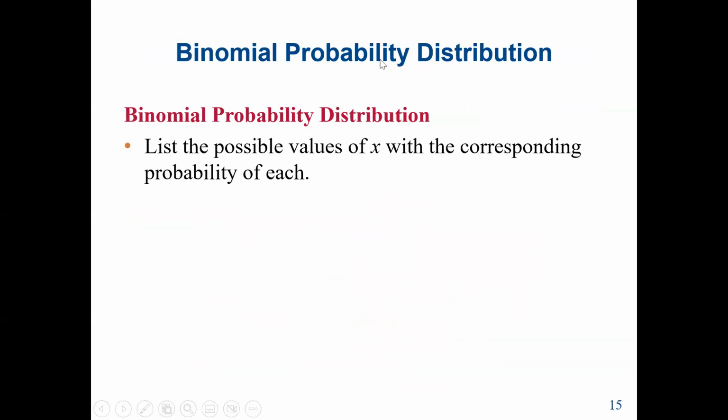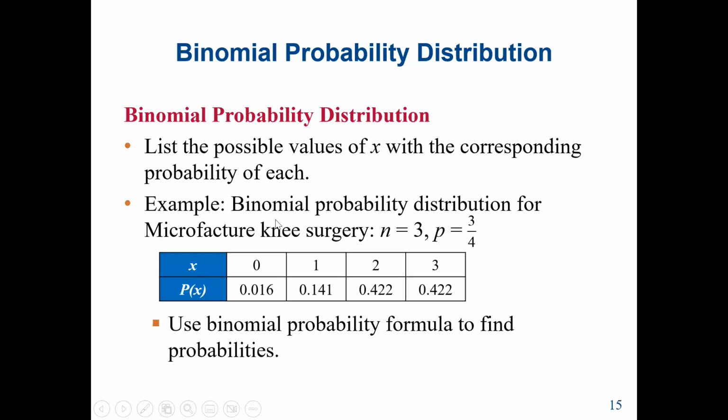So next is the binomial probability distribution. Here we say we should list the possible values of X with the corresponding probability of each. The example is the binomial probability distribution for microfracture knee surgery. Remember, N was given to be 3, the total surgery procedures. Probability of success is 0.75, which is 3/4. So to list the probability distribution for this question, we have X and P(X): 0, 1, 2, 3. It's based on the probability of success.